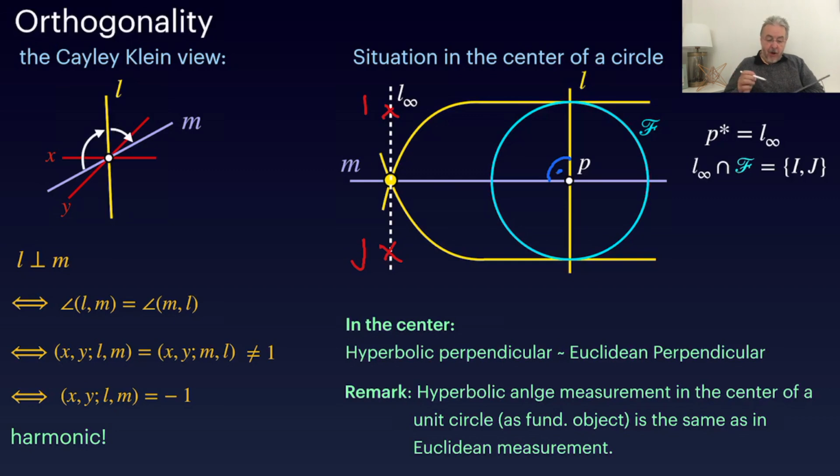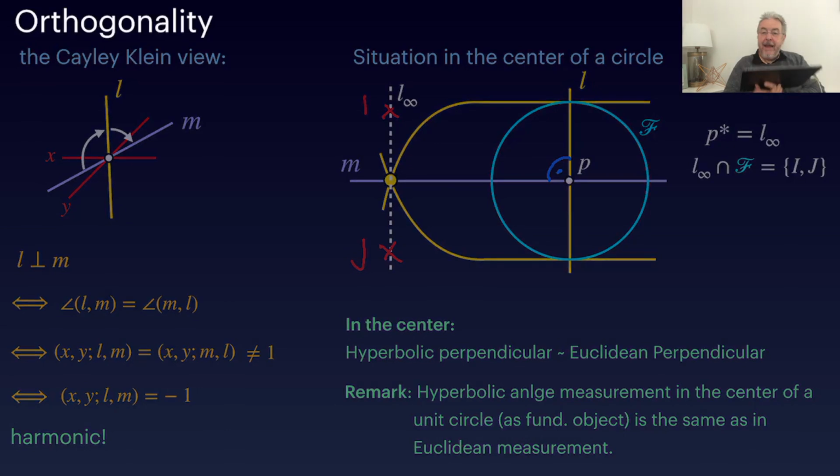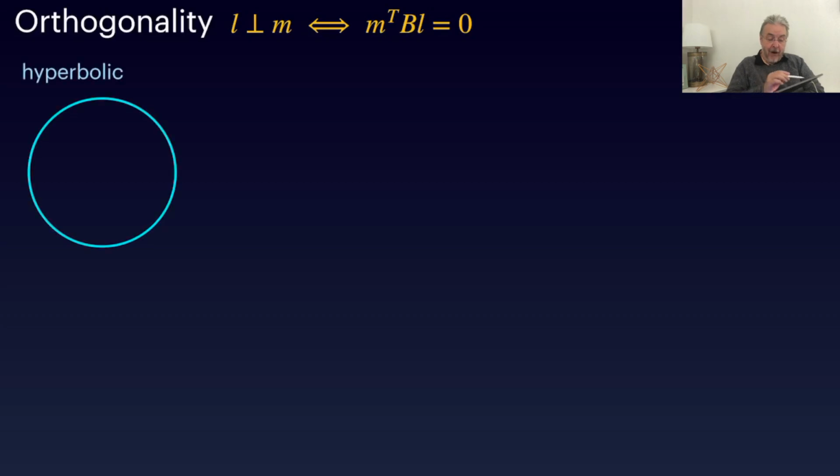Take the cross ratio of your two lines L and M with respect to I and J, and this proves that Euclidean measurement in the center of a circle is finally the same as Euclidean measurement. Let us, as a next step, take this characterization and look at what happens in different Cayley-Klein geometries. So assume that we have convinced ourselves that perpendicularity is actually the same as this equation, then for hyperbolic geometry we proved it's exactly this construction.